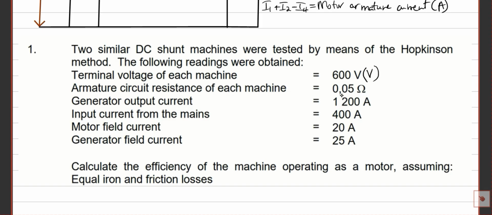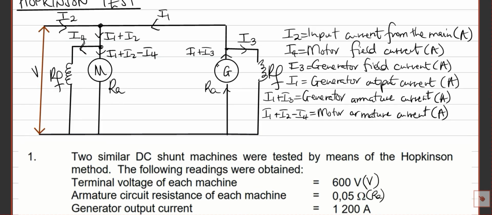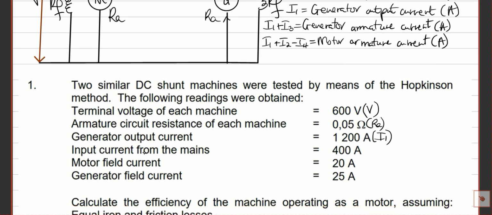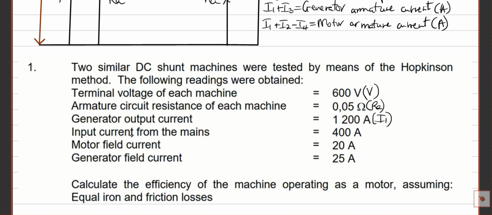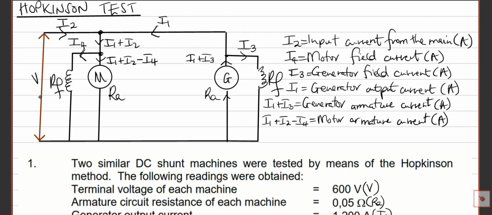So there we have V. The armature circuit resistance of each machine, we have RA. The generator output current. So now we're going into those currents. Our generator output current, we established that it is the current which is moving away from the side of the generator. The only current we have is I1. So our generator output current here, we have I1. Then we have the input current from the mains. Our main supply is this one. So the input current from the mains, in our case, it's I2.